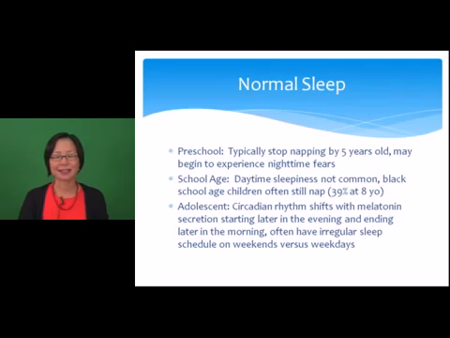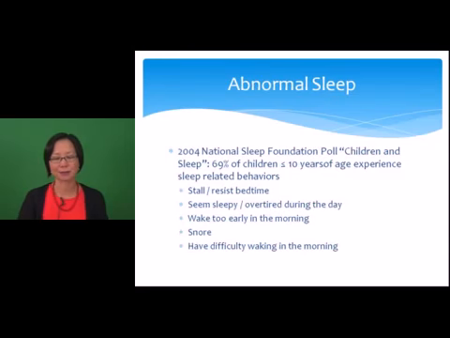Now, in adolescents, sleep gets all messed up, right? Because their circadian rhythm shifts, and they start having melatonin secretion later in the evening, and it ends later in the morning. So that actually makes them want to go to bed much later and sleep in much later in the morning, too. And they often have very irregular sleep schedules. On the weekdays, they're up very early for high school, and they sleep in on the weekends.